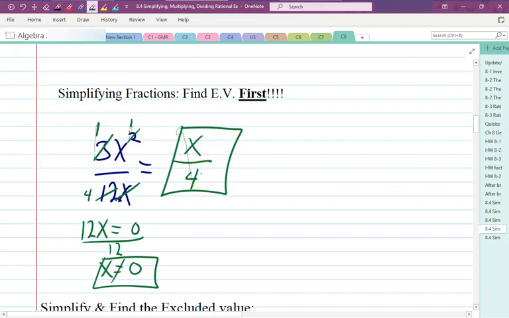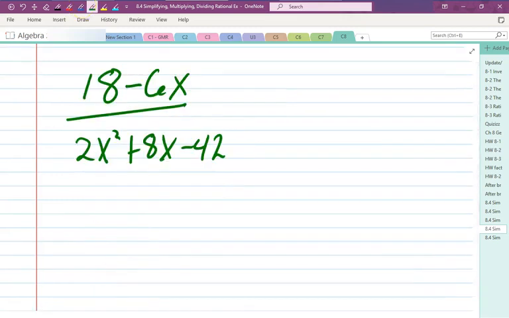If I had waited to find the excluded value until the end, I wouldn't have had any because now there are no variables. That's why it's important that you find the excluded value first and then simplify. Here's another one. We're going to simplify and find those excluded values. We need to set the bottom equal to 0 and solve. And when I do that, I need to factor. So we're going to factor the bottom, and while I'm at it, I'll go ahead and factor the top.